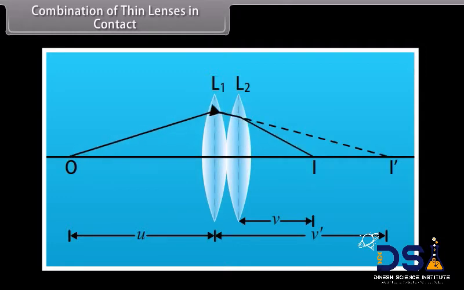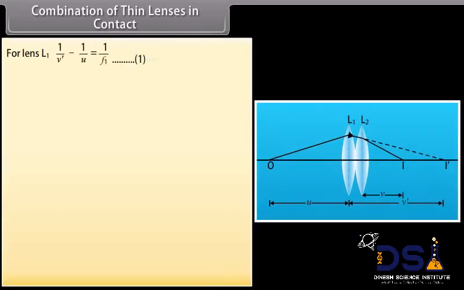That is, I is the image formed by the first lens, L1 alone. If v' is the distance of image I' from the lens L1, then for lens L1, 1/v' minus 1/u is equal to 1/f1. Name it as equation 1. For lens 2, 1/v minus 1/v' is equal to 1/f2. Name it as equation 2.